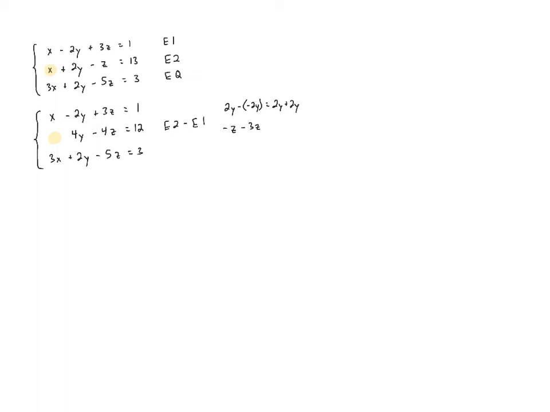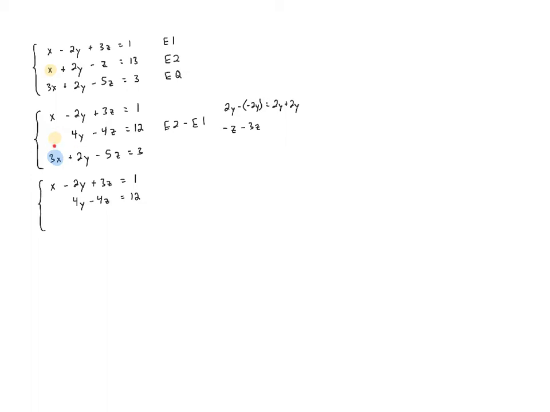Now we're hoping to eliminate this 3x. So we need to use a row operation that's going to get rid of it. We don't need to change anything in the first two equations, in the first two rows. So we're just going to leave those alone and rewrite them in the next step. And now we need to do some sort of row operation that's going to get rid of the 3x.